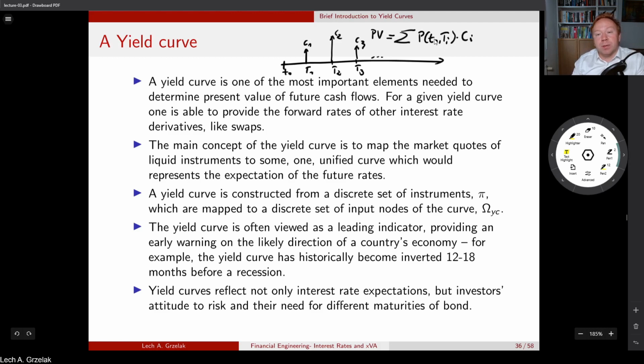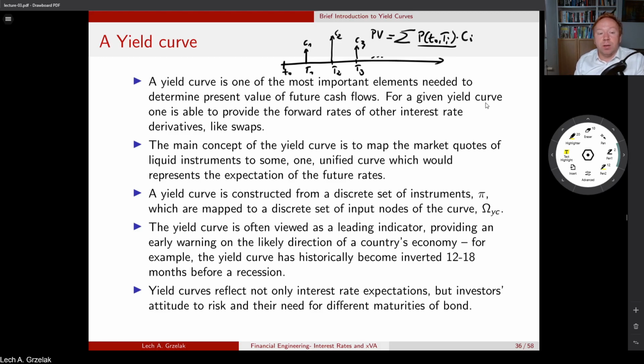So you see those elements here, those discount factors. They are not taken randomly. They are not just directly taken from the market. Typically, if we have market instruments for interest rates, first we would bootstrap, calibrate a yield curve, and then those discount factors will be used from that curve.